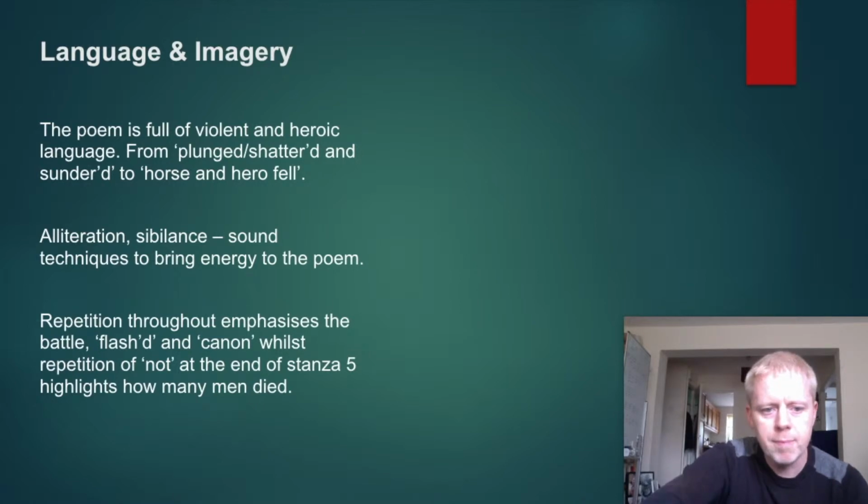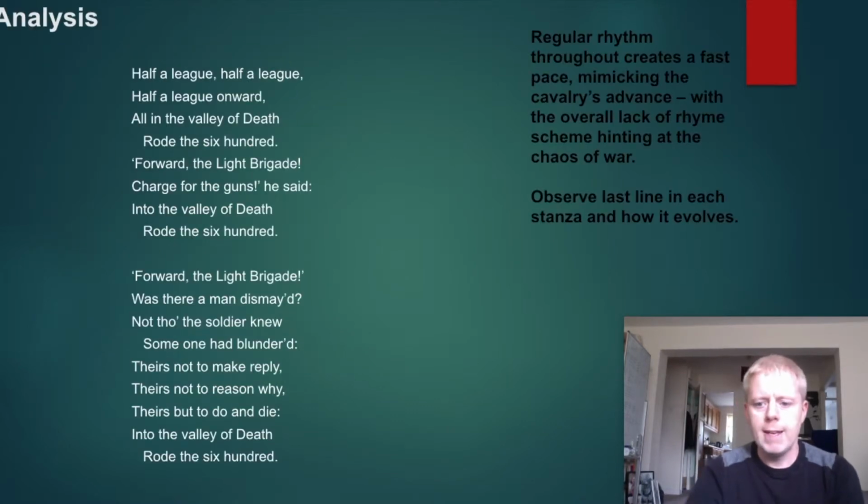stanza by stanza. There's use of alliteration and sibilance, sound techniques which bring energy to the poem. Repetition throughout emphasises the battle, flashed and cannon, whilst repetition of not at the end of stanza 5 highlights how many men died. And again, I'll explore that in more depth as we go through the poem. Here we go through the poem.